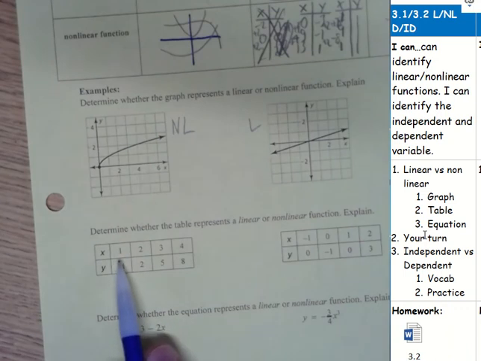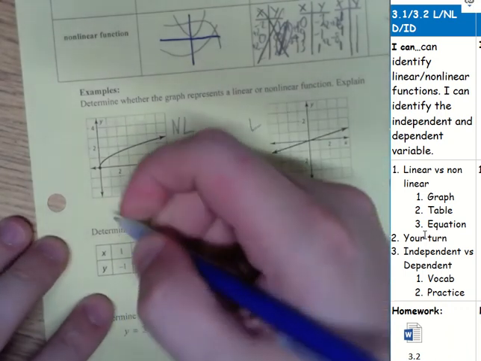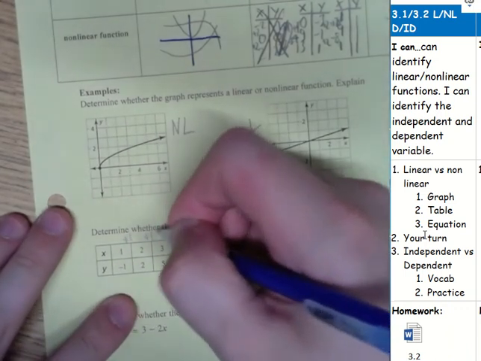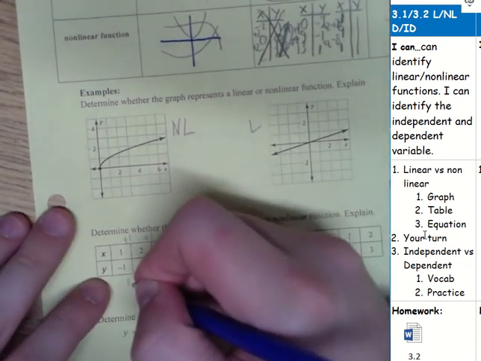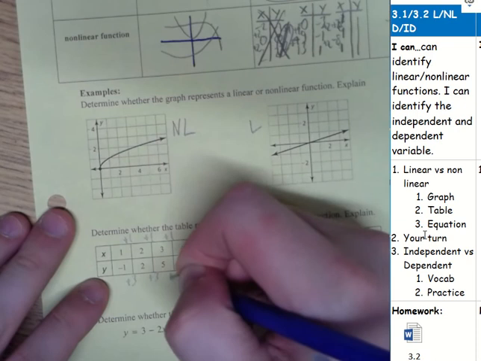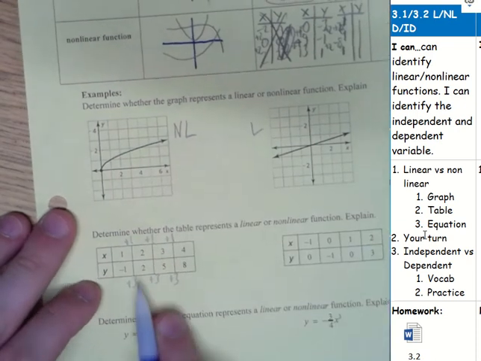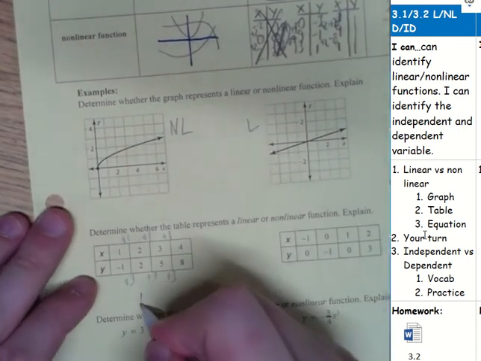Here, I look at my x values first. They're all going up 1, so that's pretty easy. +1, +1, +1. Then I look at my y values. I go +3, +3, +3. Oh, that works for both. So this one is linear.